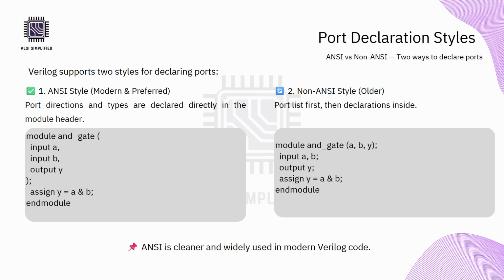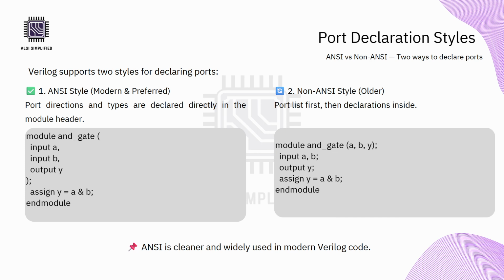There are two main styles to write Verilog module headers, ANSI and non-ANSI. The ANSI style is newer and much easier to read. It combines the port list and direction declaration in one place. That makes your code more compact and readable. And it's what you will see in most modern designs and tutorials.